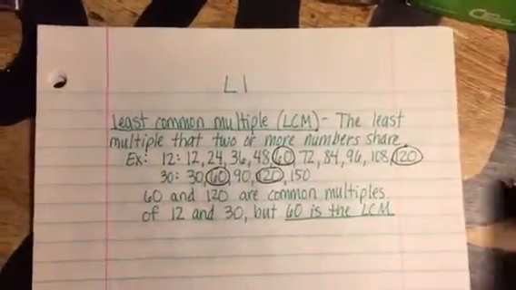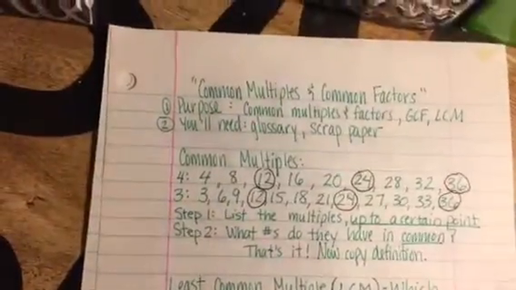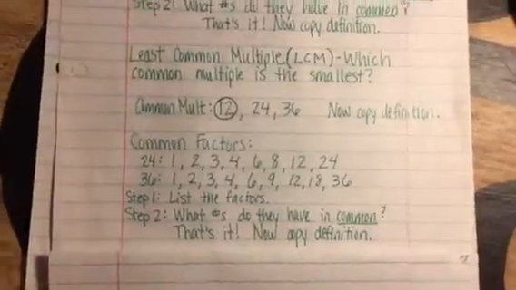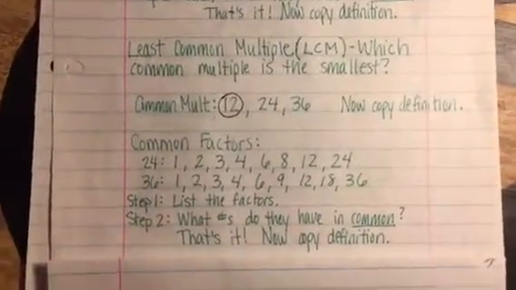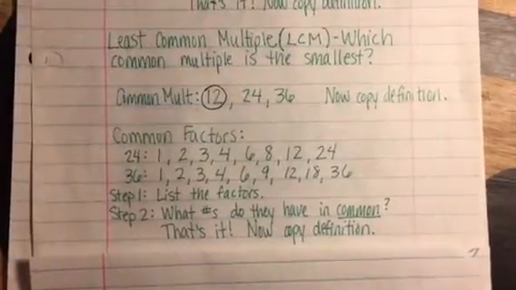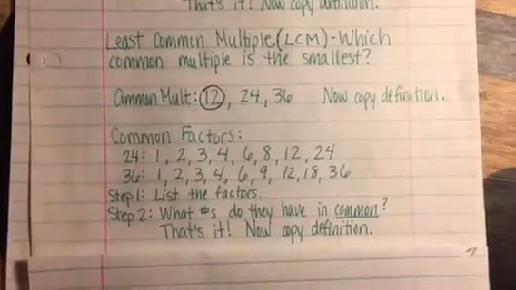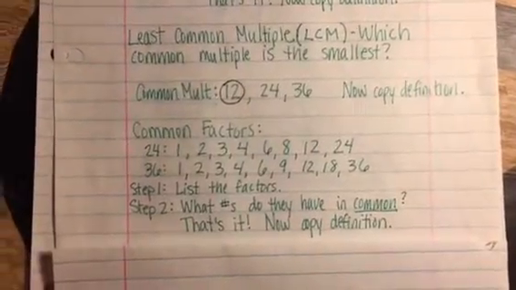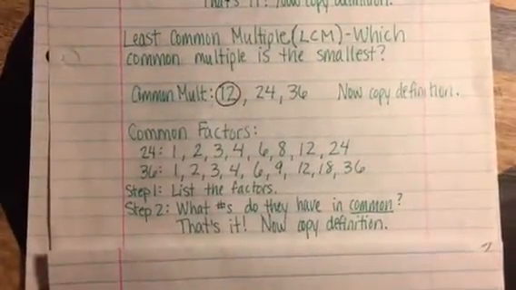Okay, moving on. Let's talk about common factors now. So, just like with common multiples, you're going to start with a list for common factors. You'll list the factors of each of your two numbers, or 3 or 4, however many you're looking for. I've got 2 in the example. And then you're going to look for any factors that they have in common.